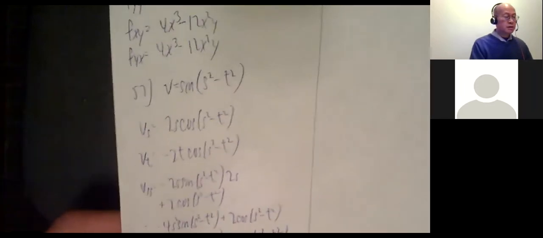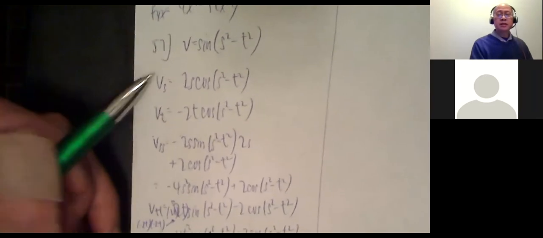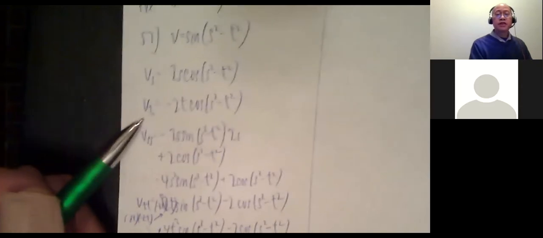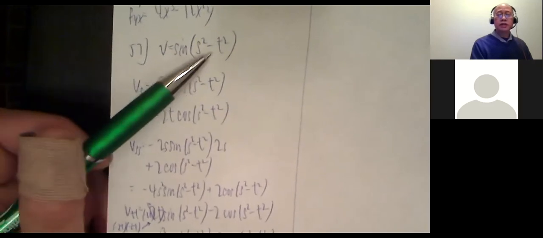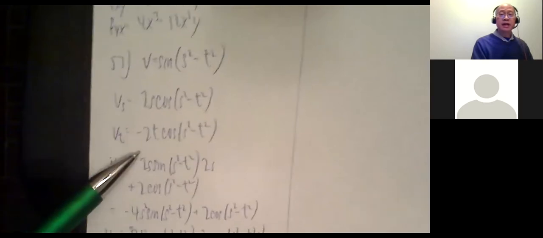V equals sine of s squared minus t squared. So a little bit tougher. So V sub s, derivative of sine is cosine. So cosine of s squared minus t squared times the derivative of the inside with respect to s, 2s. V sub t starts off the same. Derivative of sine is cosine. Cosine of s squared minus t squared times the derivative of the inside with respect to t, negative 2t.